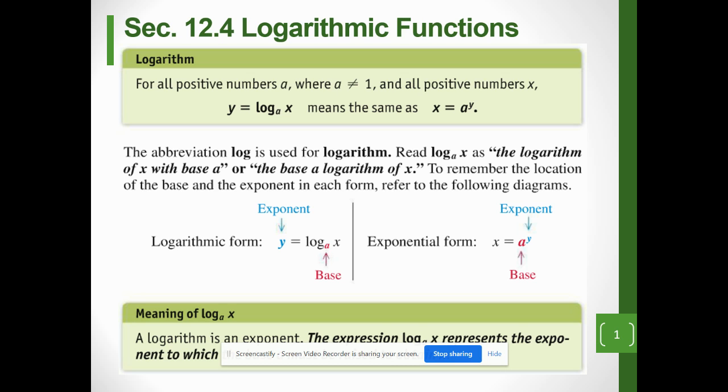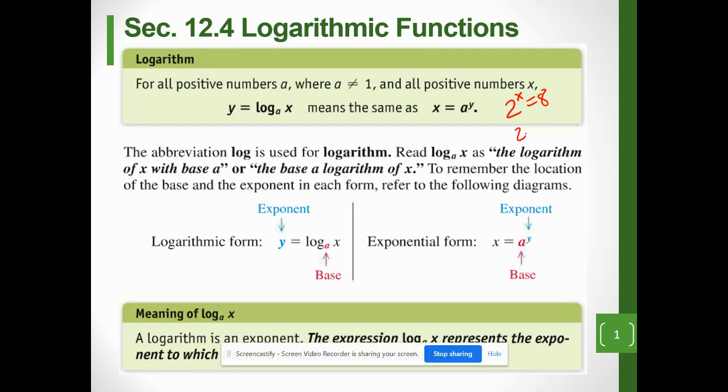All right, for 12.4, we're going to be looking at logarithm functions. And we use this when we're solving for the variable, the letter. For example, I can ask you something simple that we covered in the previous sections: 2 to the x is equal to 8. Now you can find out that x is equal to 3, right? Because 2 to the third is equal to 8.